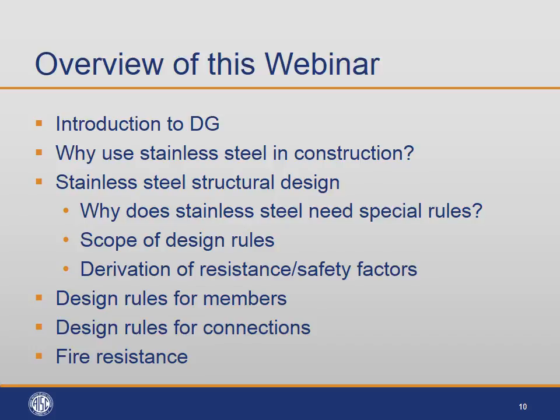This is an overview of the material we're going to cover today. Firstly, I'm going to briefly introduce the scope of the design guide, and then we'll have a quick revision of why and how you might use stainless steel in construction. Then we're moving on to look at the actual design rules for structural stainless steel, having explained why it's necessary. So we'll look at design rules for members and connections, and finish looking at the structural fire resistance rules.